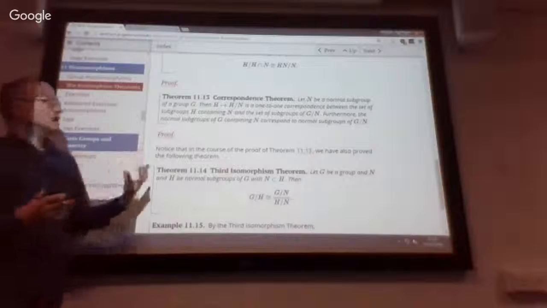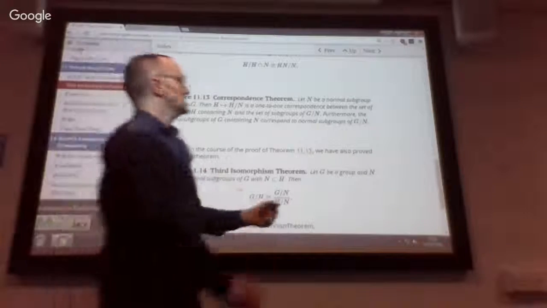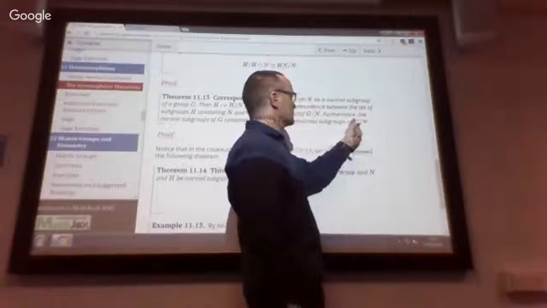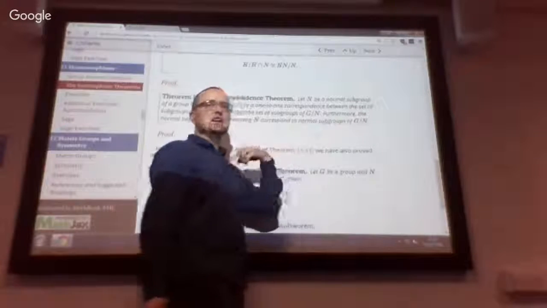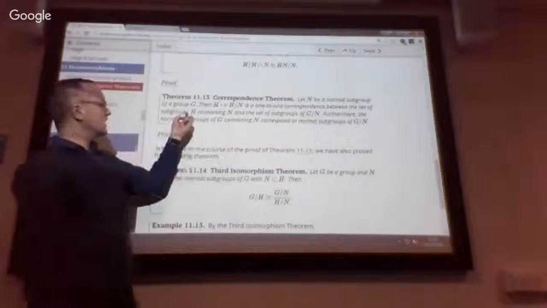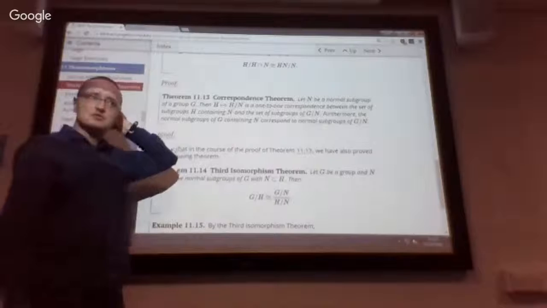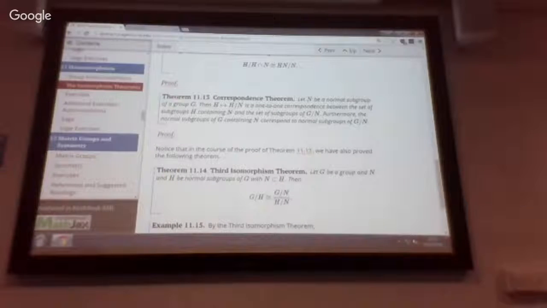Okay. So G mod N is a simplified form of G. Is there any way we can think about the subgroups of this new group as being, in some sense, simplifications of subgroups of the original group G? And this correspondence theorem indeed sets that up and describes it exactly.